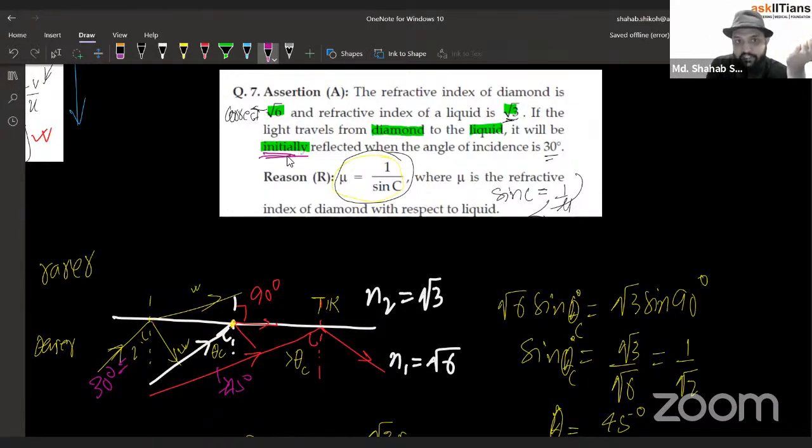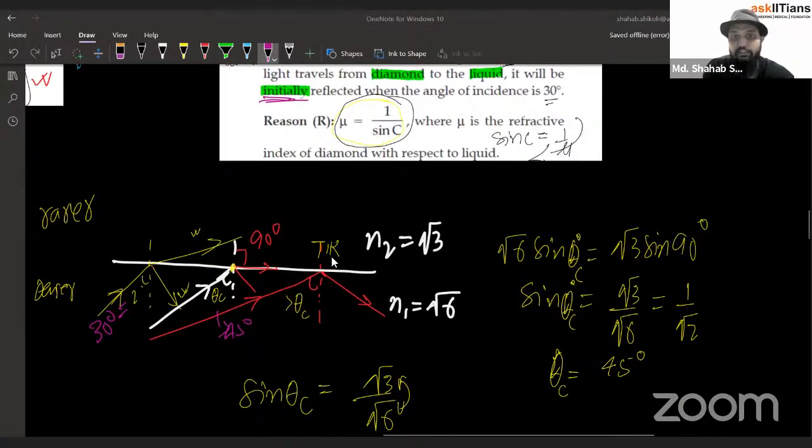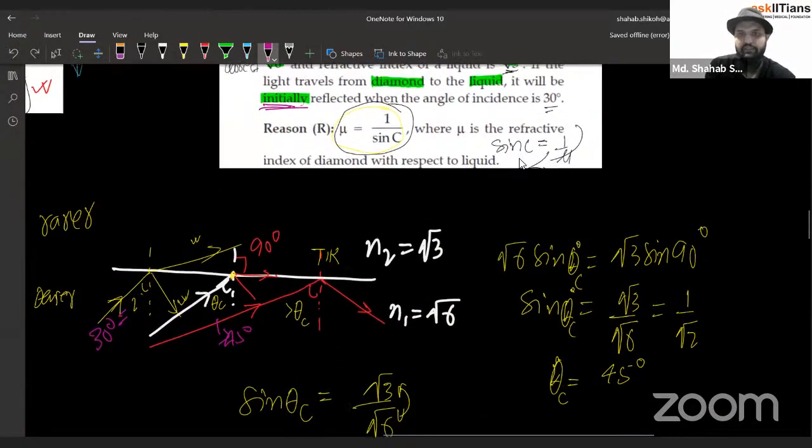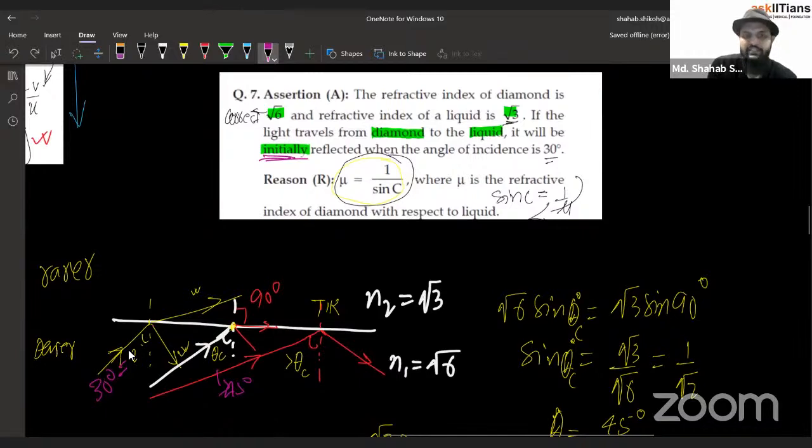But it should be internally. So understand the difference. This is internal reflection. This is total internal reflection, with no loss of intensity. But in internal reflection, there is a loss of intensity in the refraction part also. But if it is total internal reflection, no loss. And it is the correct explanation also. Why? Critical angle we got 45, and angle of incidence is 30, less than critical. So internal reflection. So it should be internally reflected. So there is a typo, just ignore that.